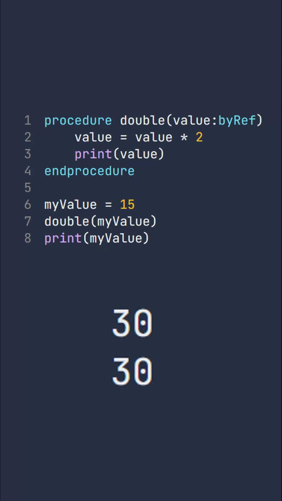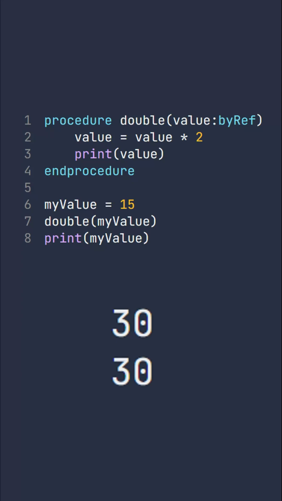So here's the same code. You can see at the top, I've got value colon by ref. We're passing in by reference. And in this example, we get 30 output twice because line two has the power now to change the original value. And so when the subroutine finished in line eight, my value itself was changed by the subroutine.